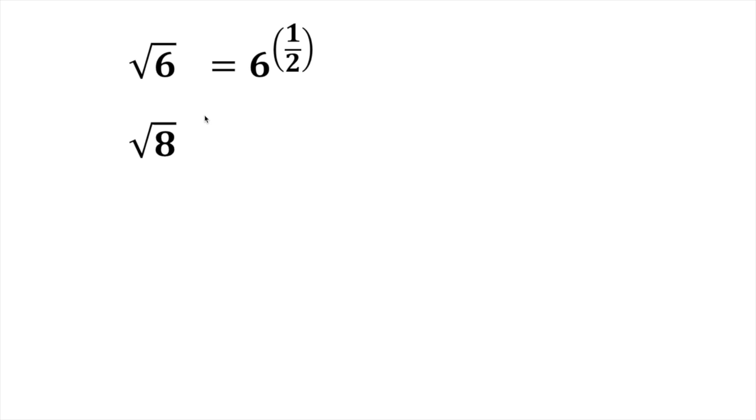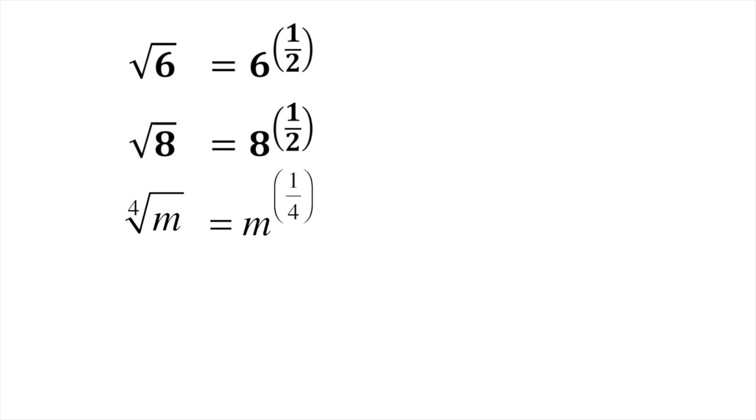So if we do the square root of 8, the same thing applies. This is still a 2 here, and this is still a 1. So this would be 8 to the 1/2 power. Okay, and let's look at this one, though. Well, this one isn't a 2. It's definitely not a 2. We've got a 4 here. My exponent on my m is 1, so this would be m to the 1/4 power.